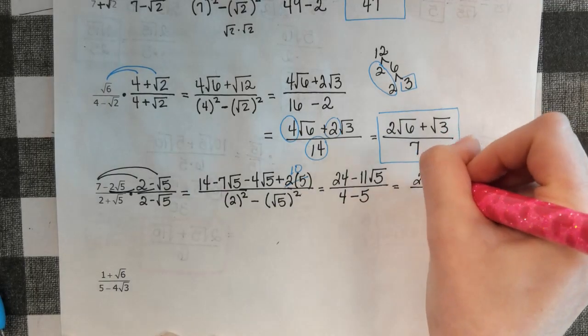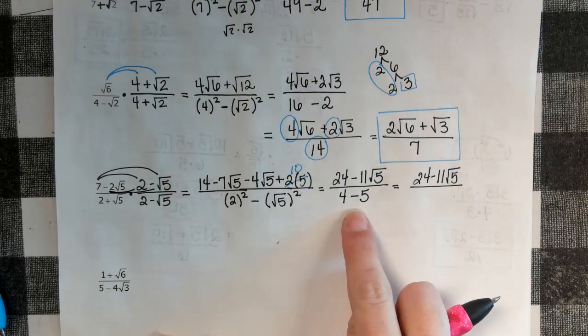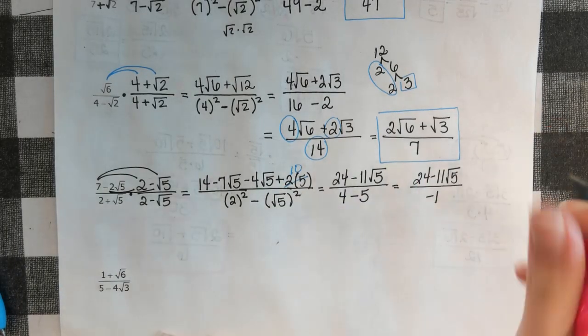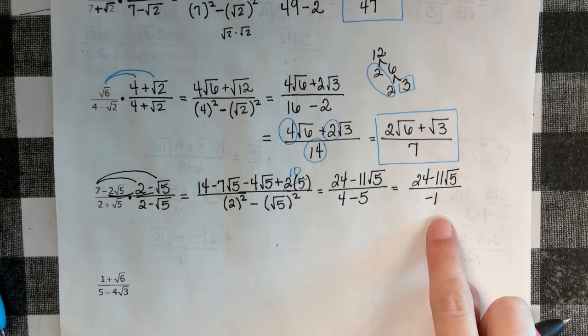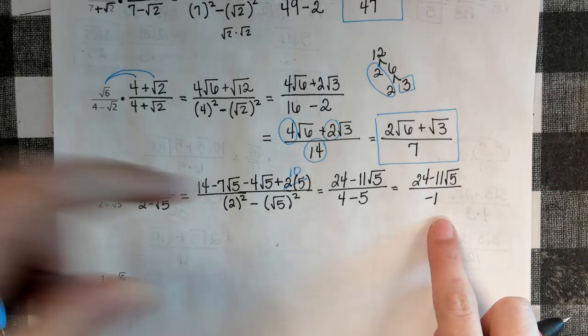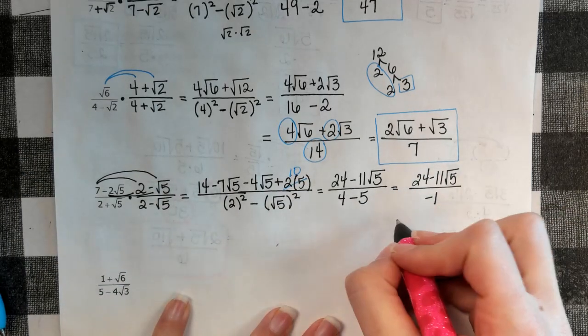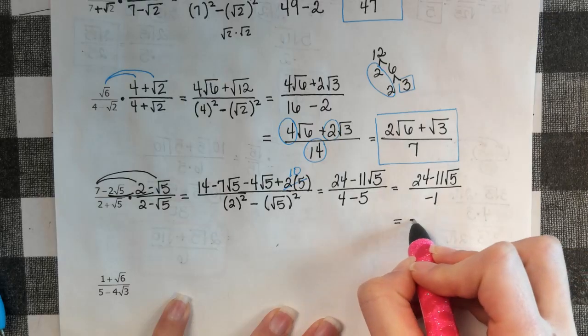Okay, so 24 minus 11 square root of 5, over 4 minus 5, which is negative 1. Can I leave it like that? No, we're not going to leave a negative in the denominator regardless of what the number is, okay? Now, it's a 1, so I can easily divide these by -1, and all it does is give me one.